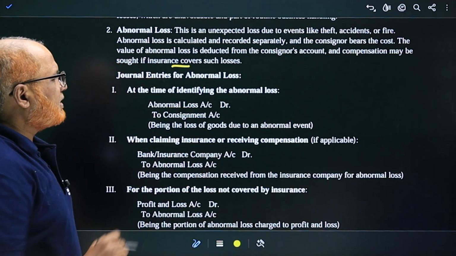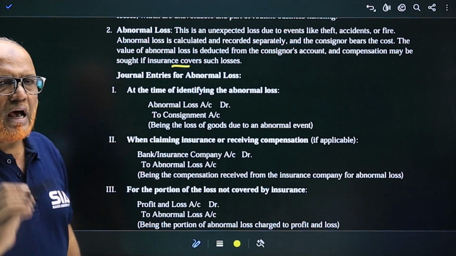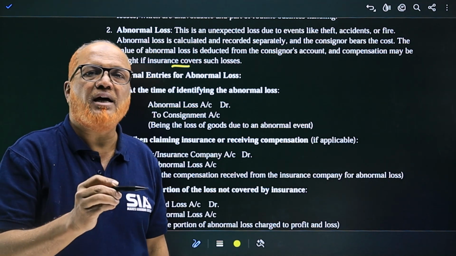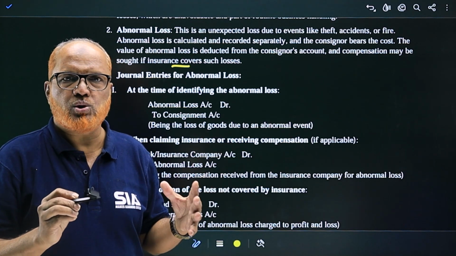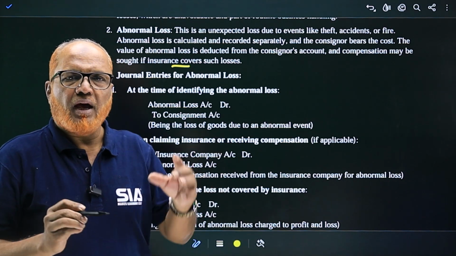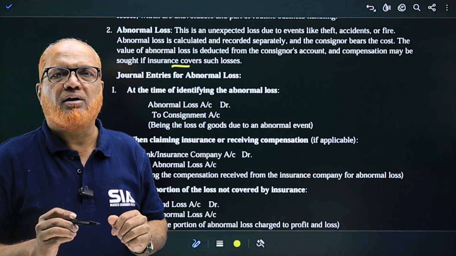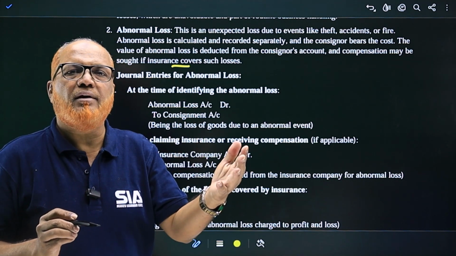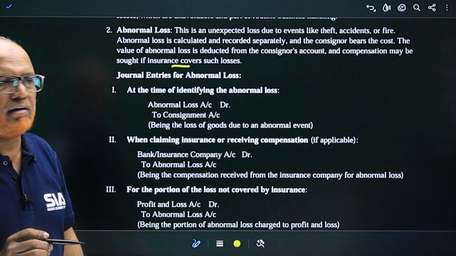Now, first of all, the journal entry for abnormal loss. So, the first journal entry is abnormal loss account debtor to consignment. Already I have explained these entries in the previous videos also. Again, I repeat, abnormal loss should be debited and consignment should be credited, with the value of abnormal loss. We have to calculate the value of abnormal loss before passing these entries.